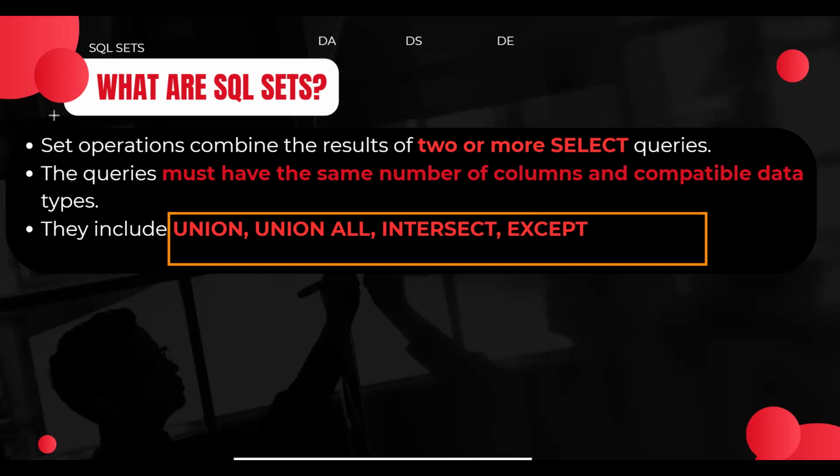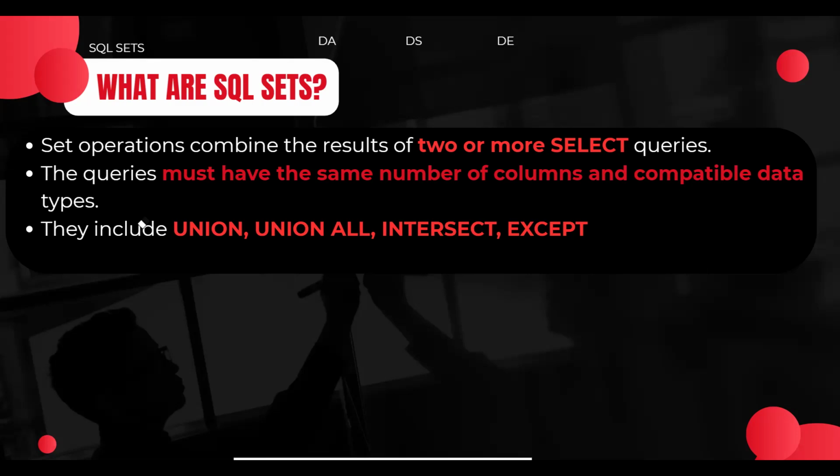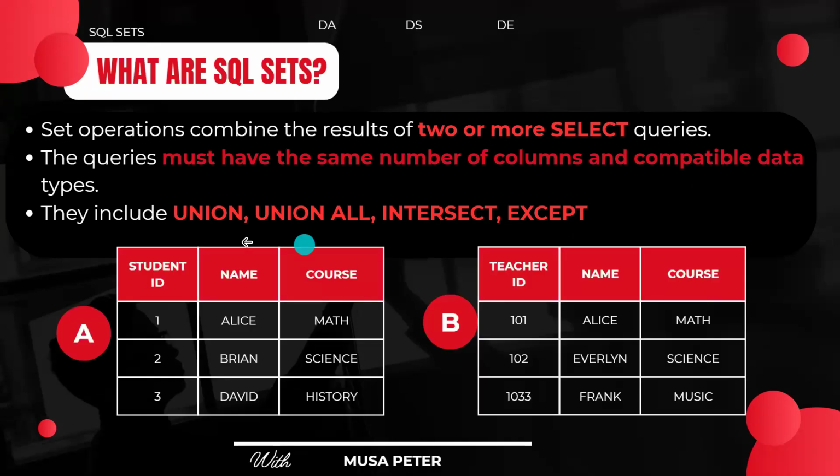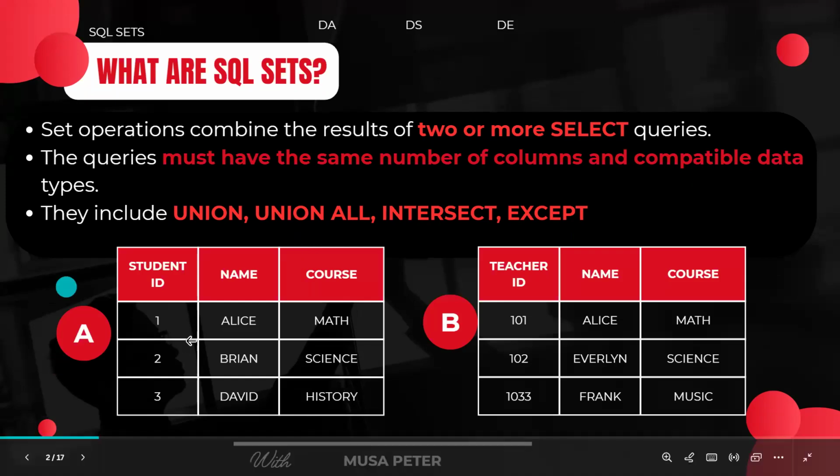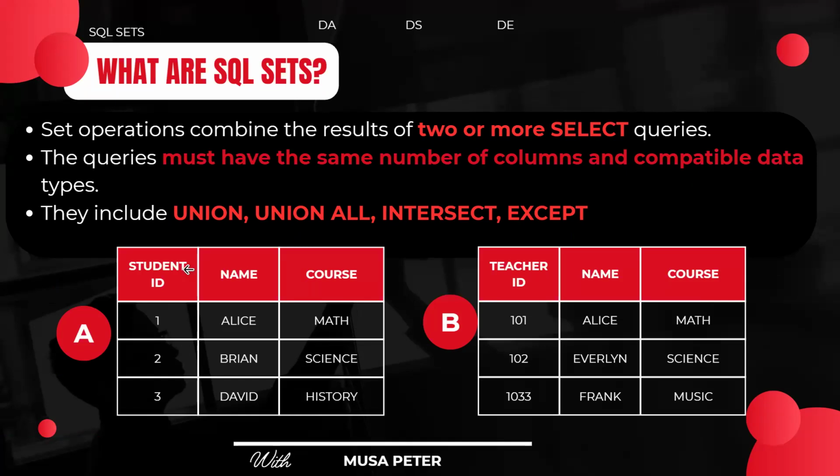So let's dive into the first one, which is SQL union. And we are going to be using these two tables in our activity for today. The first table, or table A, contains information about students. As you can see, we have the student ID, the name, and the course.